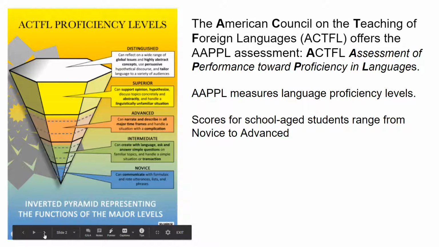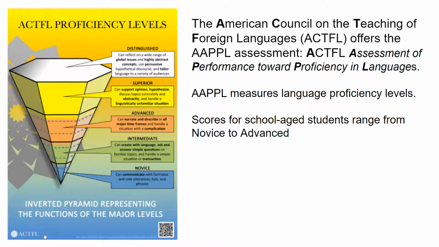For context, we use descriptors that come from the American Council on the Teaching of Foreign Languages. We call this AAPPL, which is the acronym for their title. AAPPL offers an assessment called the AAPPL Assessment of Performance Toward Proficiency in Languages. And of course, we just use the simple acronym AAPPL or AAPPL testing when we're talking about this test. AAPPL measures language proficiency levels.